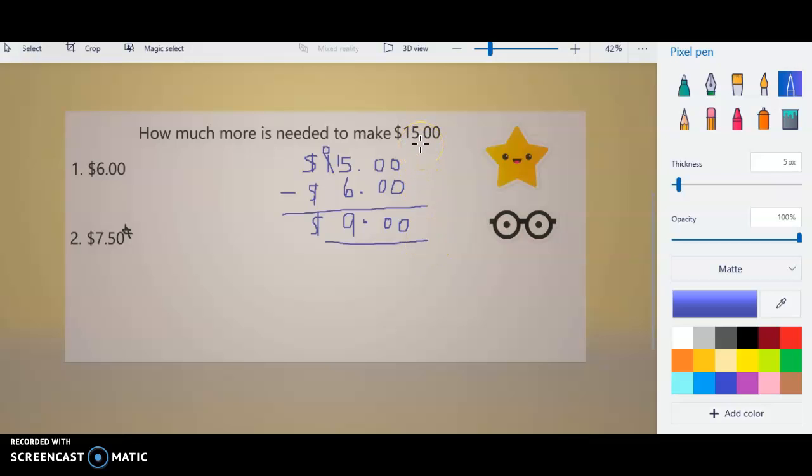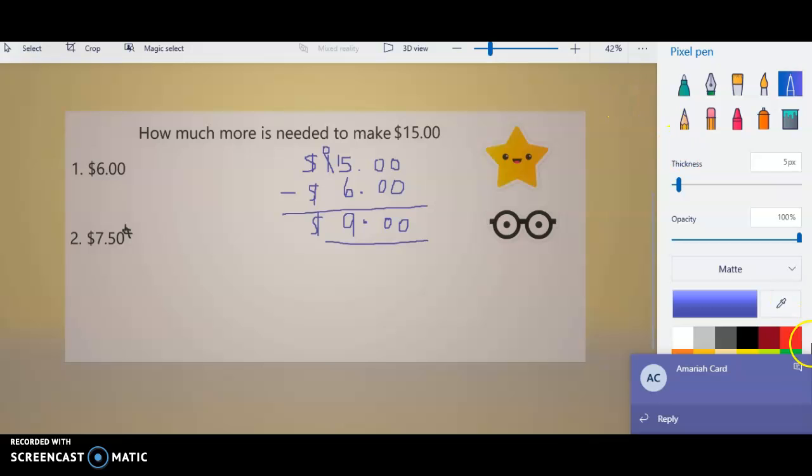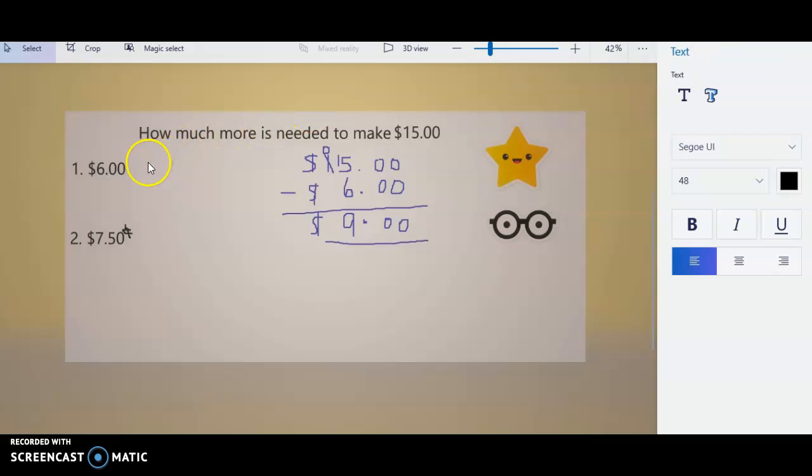For example, let's call ourselves 6 and add 9 and see if we get 15. 6, 7, 8, 9, 10, 11, 12, 13, 14, 15. I got $15, right? So I need $9 more to make $15. So I can just go ahead and write that here. All right, so my answer for that is $9 more. $9 more is needed.